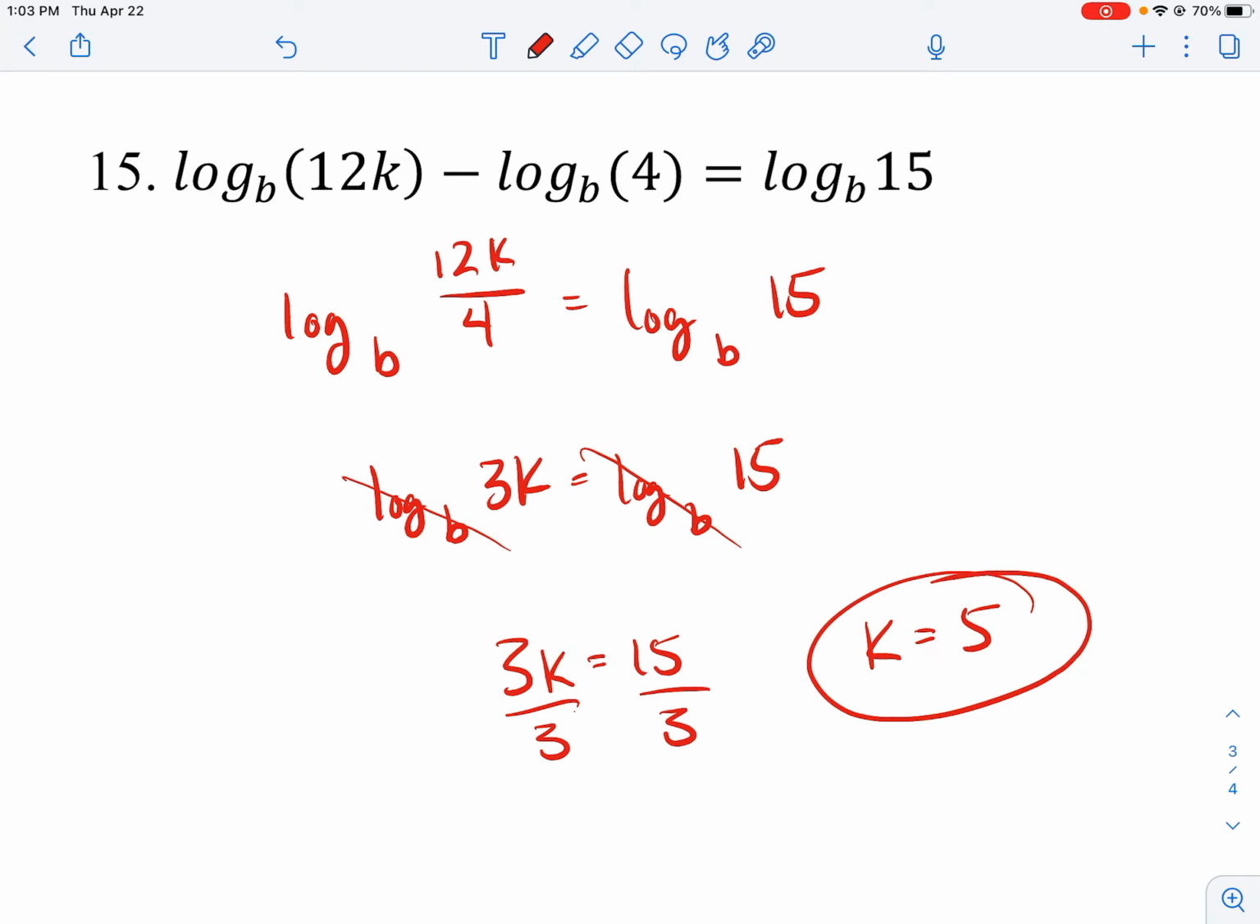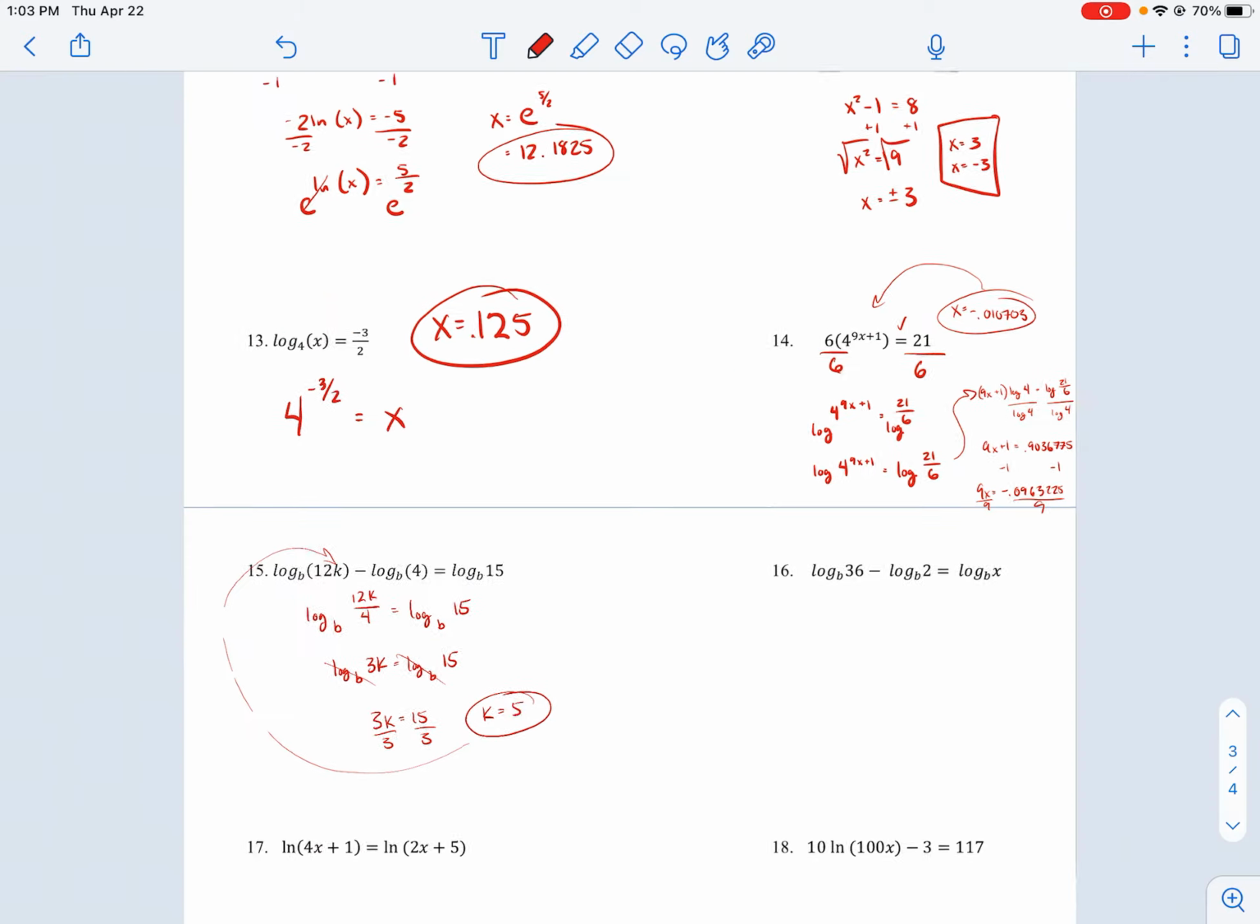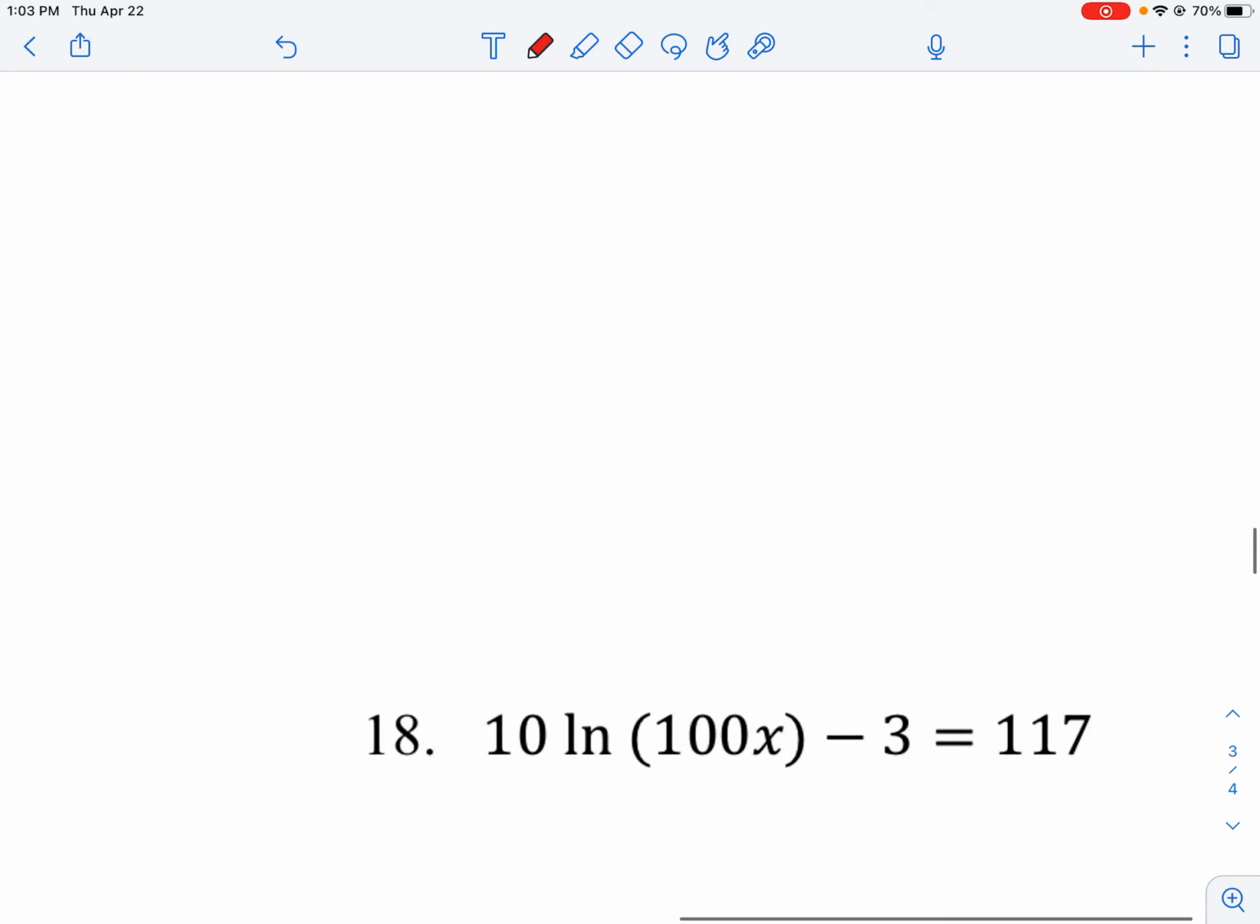All right, let's see if that makes sense. Put that in there. What's 12 times 5? That's 60. And then 60 divided by 4 is definitely 15. So, always got to check for extraneous roots.